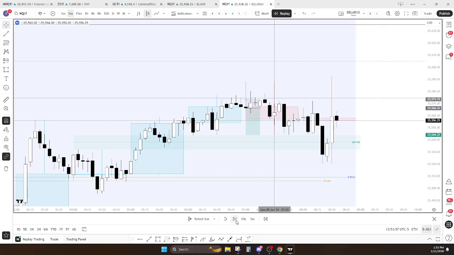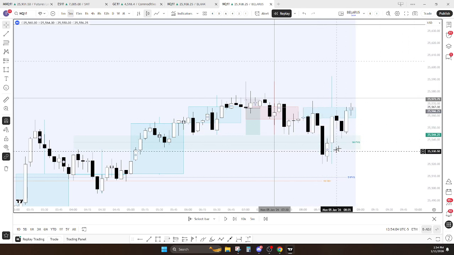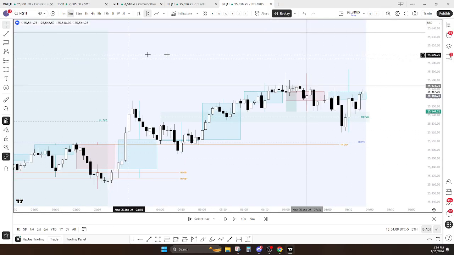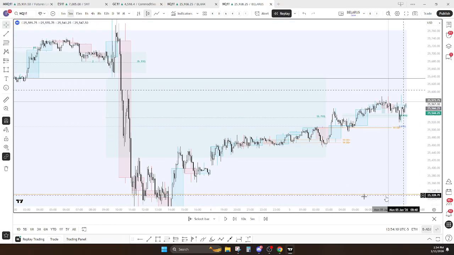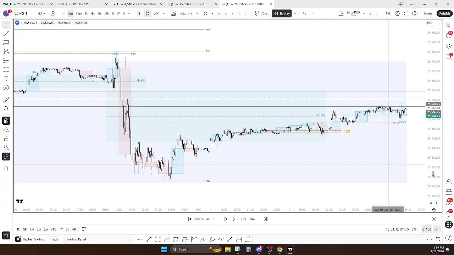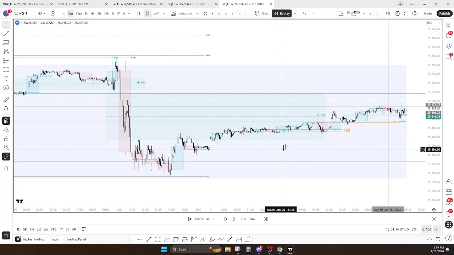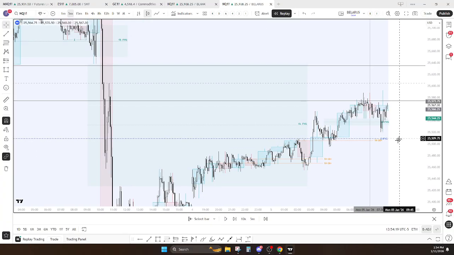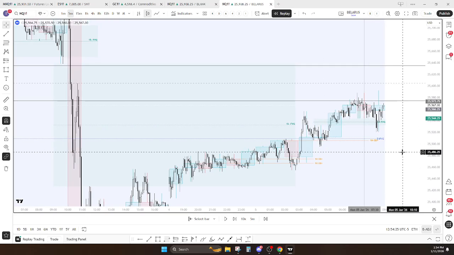Okay, so let's see if we get the CISD. We get it right there after the sweep of this 1 hour fair value gap again. In this case, we can see we're inside of this daily fair value gap, which we've traded towards the low. We missed the low. We traded right back above the CE. So we're trading from this daily inverse fair value gap. We have a 1 hour fair value gap after that, after we traded back above that CE.